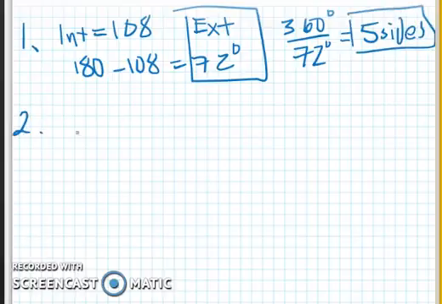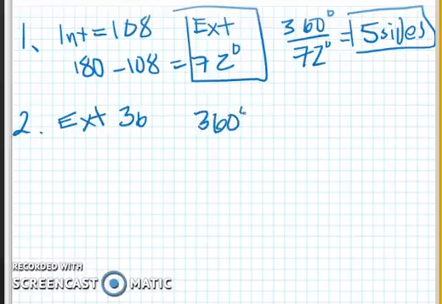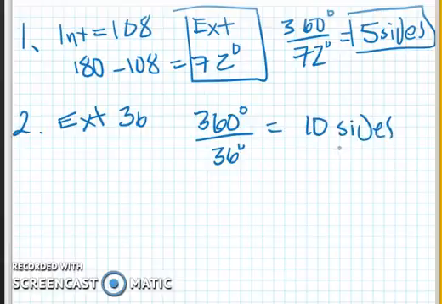Number two, it says find the number of sides of a regular polygon if each exterior angle measures 36. Okay, so I have my exterior angle right off the bat this time, so this one's even easier. I just take 360 degrees and divide it by 36, and that gives me 10 sides. Again, to find the number of sides, all we have to do is go ahead and divide in.